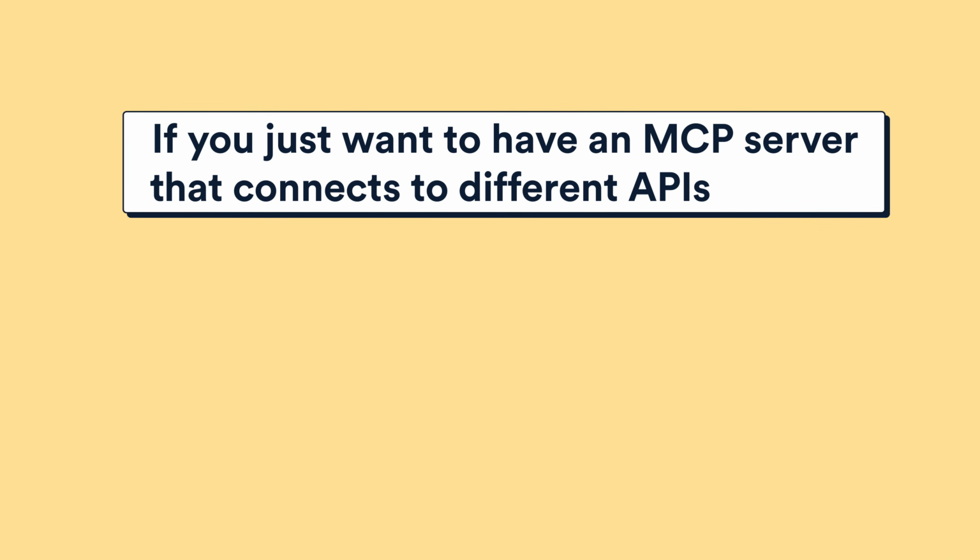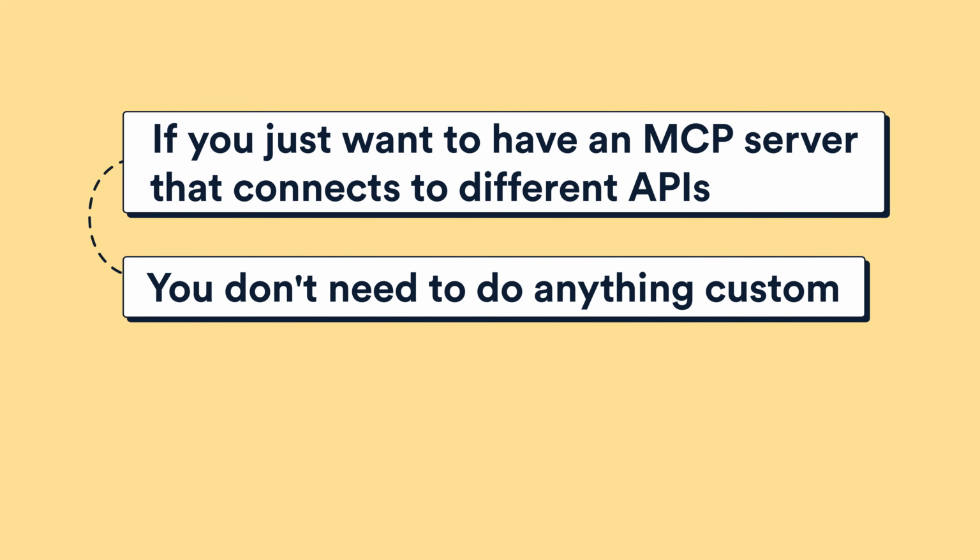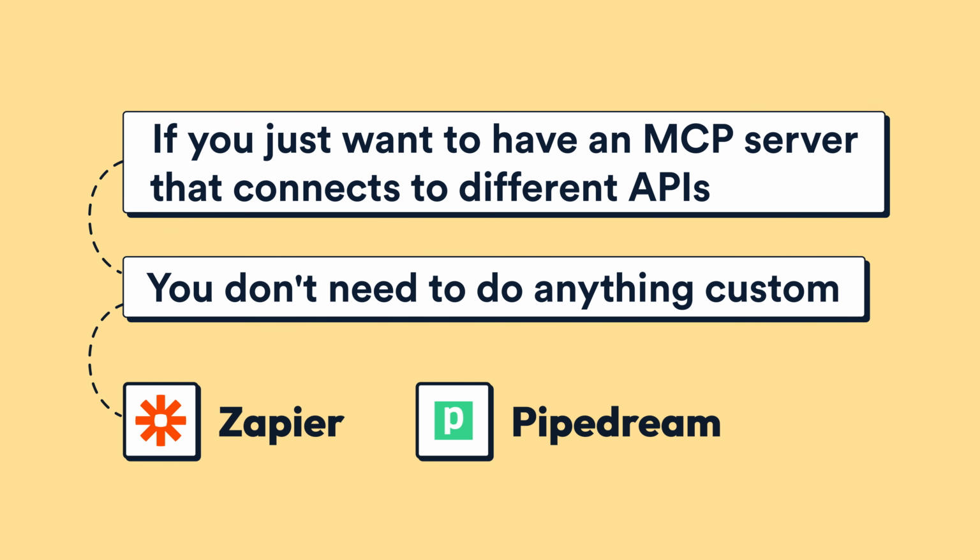So I hope that gave you a good understanding of the different options that are out there right now when it comes to no-code MCP servers. What I would leave you with, I see two different buckets here. If you just want to have an MCP server that connects to different APIs and you don't need to do anything custom, probably solutions like Zapier and Pipedream are where you should start, because it's very simple to connect to the tools, and then you basically immediately get access to all the options that you have via API.